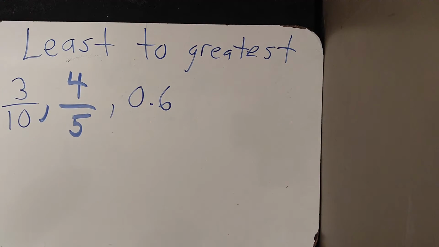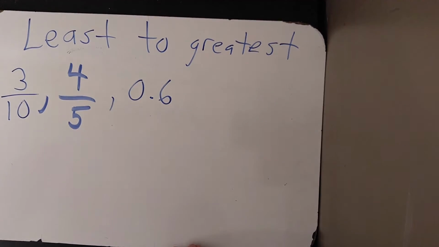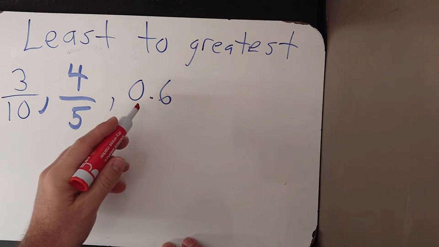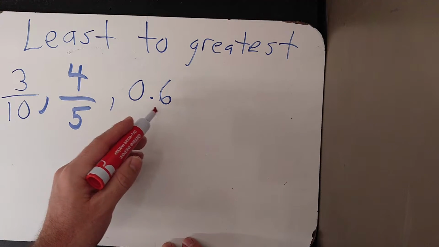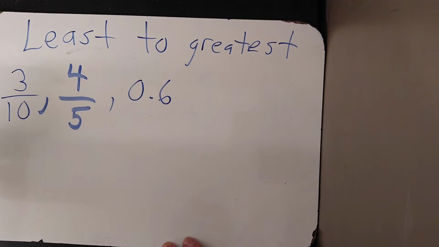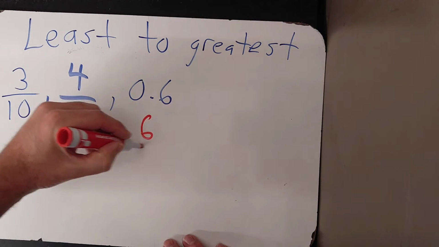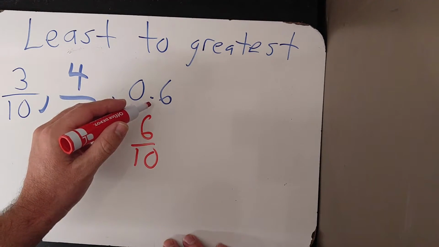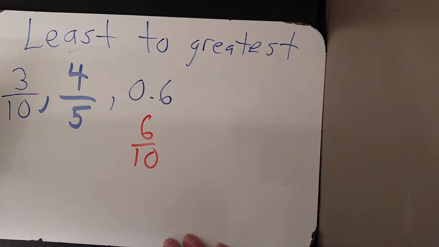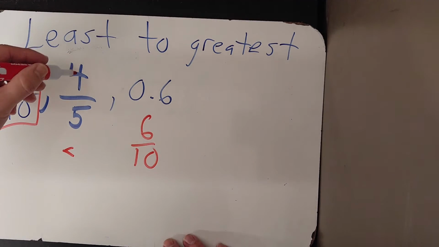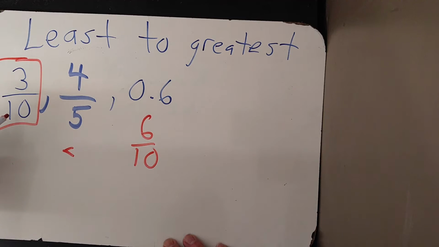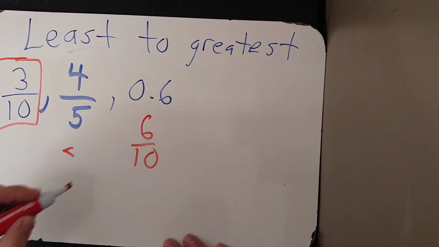And the last one's going to ask you to order these from least to greatest. So you first have 3/10, 4/5, and 0.6. I would convert the 0.6 to a fraction since these two are already in fraction form. And remember, the 6 is in the 10th place, so this can be written as 6/10. I can already see that 3/10 is going to be less than the 6/10. But now I need to convert this 4/5, so it has a common denominator of 10, so I'm able to compare all three of these numbers.